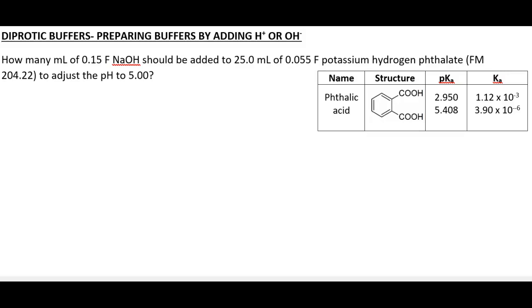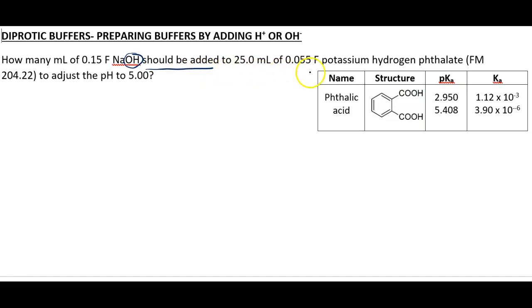Everyone. We're going to solve this problem on preparing a diprotic buffer by adding either H or OH. And in this example, it looks like we're going to be adding OH. They want to know how many milliliters of this sodium hydroxide should be added. So OH is going to be a reactant in my neutralization reaction.